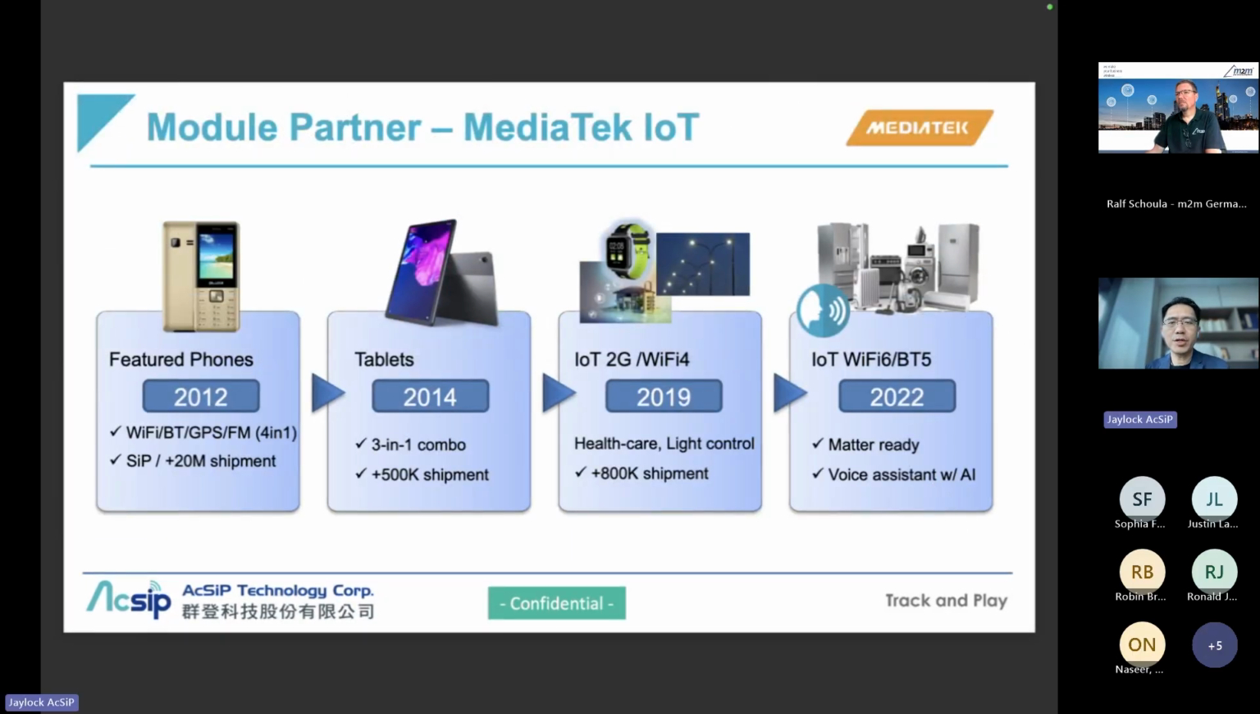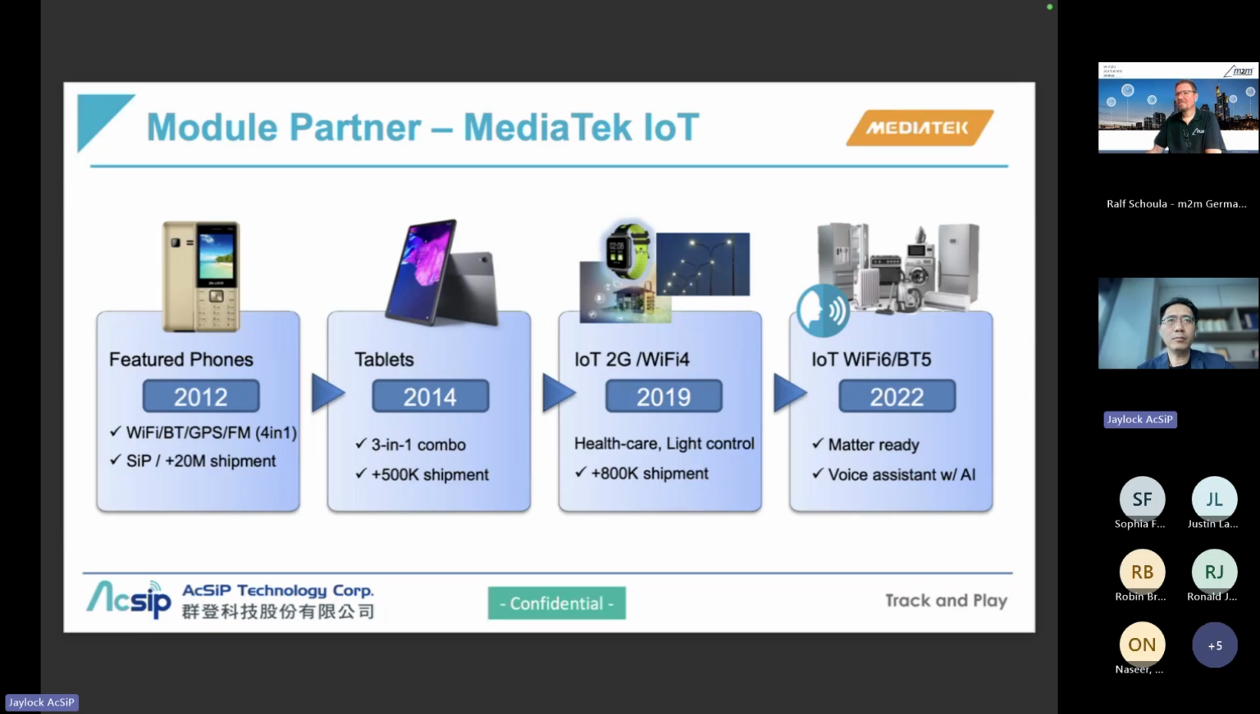So our second partner is actually MediaTek. They are one of the major companies making the cell phone chips. This is the area that most of the people know of, but actually they're also focused on IoT. So we are one of their very close IoT partners. We started working with MediaTek back in 2012 when they were still making feature phone. They were the number one supplier, I would say, the NPU maker for feature phone in China at that time.